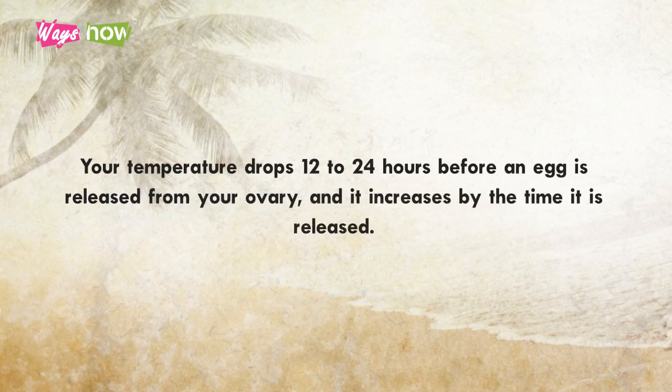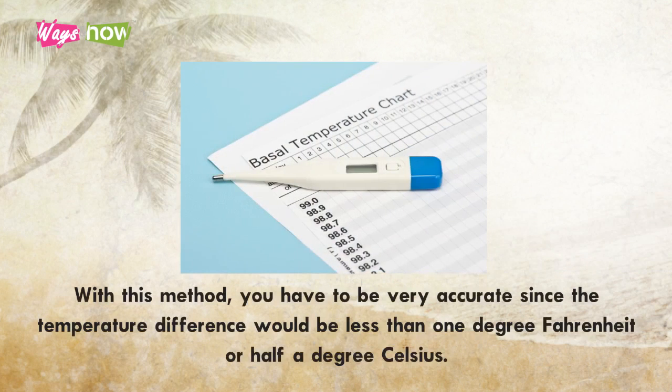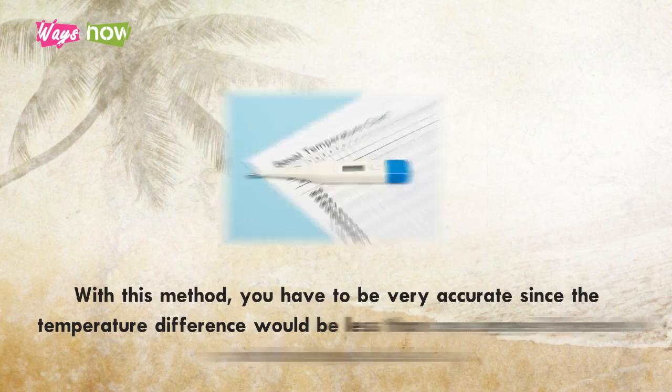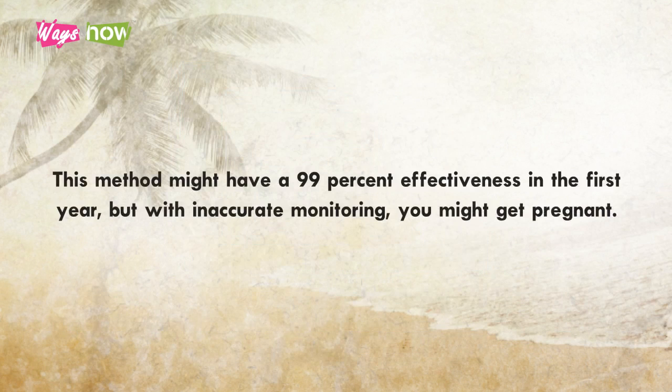Your temperature drops 12 to 24 hours before an egg is released from your ovary, and it increases by the time it is released. With this method, you have to be very accurate, since the temperature difference would be less than 1 degree Fahrenheit or half a degree Celsius. This method might have a 99% effectiveness in the first year, but with inaccurate monitoring, you might get pregnant.